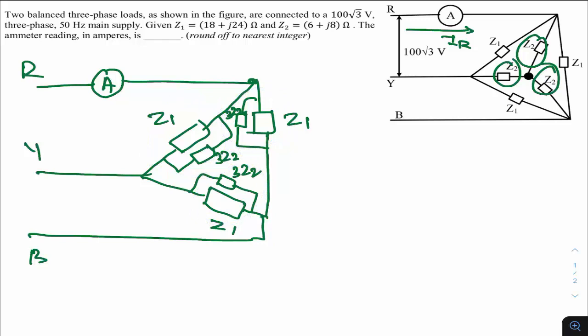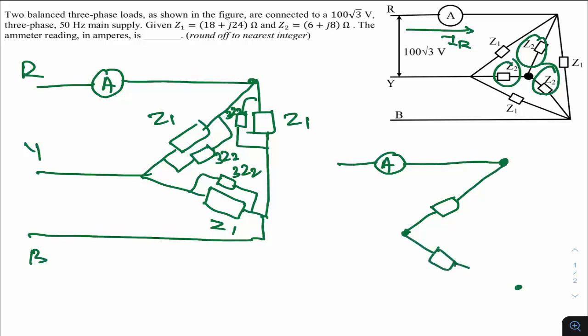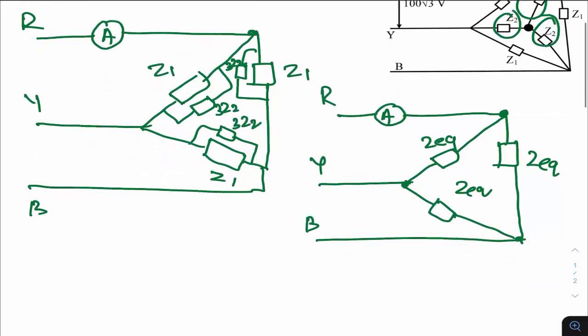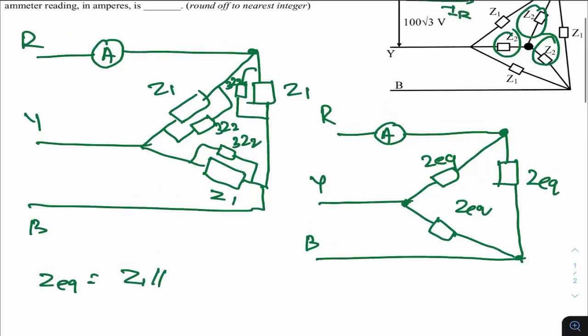So if I do that, the corresponding circuit will look like this. This is my ammeter. Let me first draw the corresponding arms. This is Z equivalent. This is also Z equivalent, and this is also Z equivalent. What is Z equivalent? Z equivalent is the parallel combination of Z1 with 3Z2. So this is your R, this is your Y, this is your B. Okay? So Z equivalent is Z1 in parallel with 3Z2.